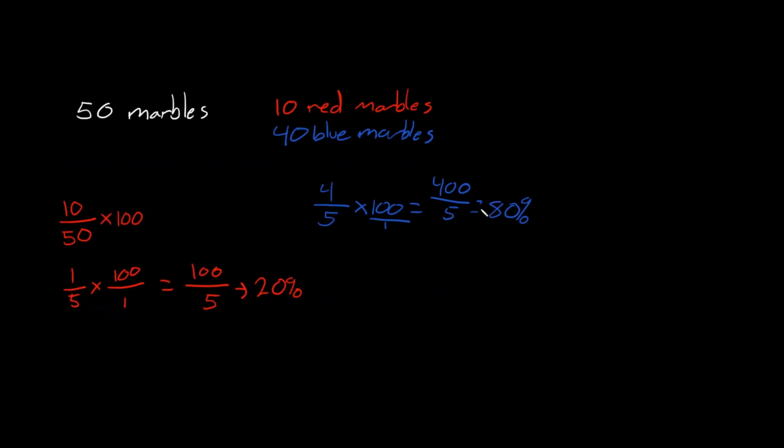And it looks like we were right. Since 20% are red, that means 80% are going to be blue. And that means that both of these combined are going to equal the total amount of marbles, which checks out because 10 red marbles plus 40 blue marbles is going to be 50 marbles in total.